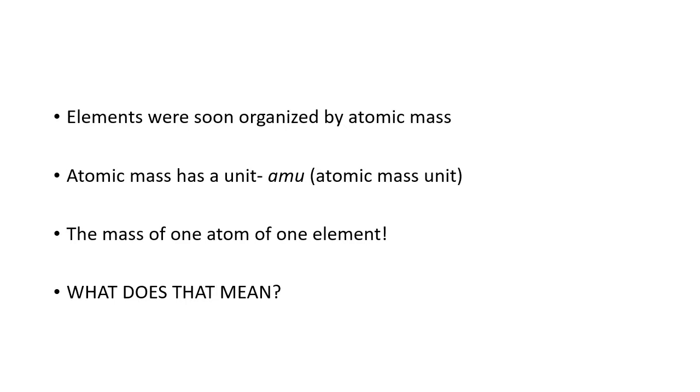So elements were soon organized by atomic mass, and the atomic mass is found on the periodic table, and it is measured in units called atomic mass units. And what an atomic mass unit is, it is the mass of one atom of one element.